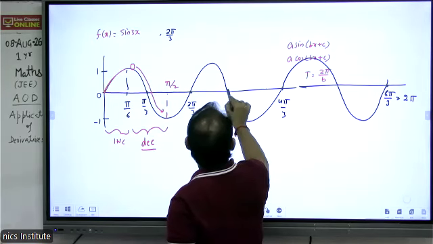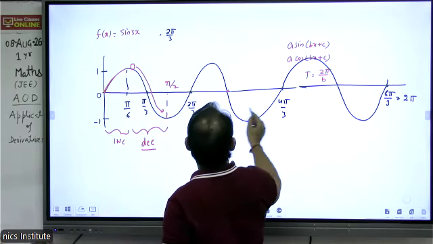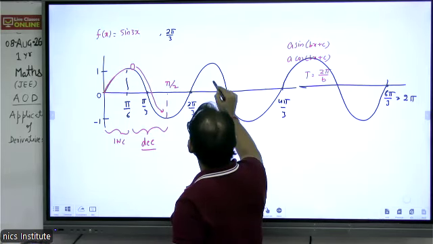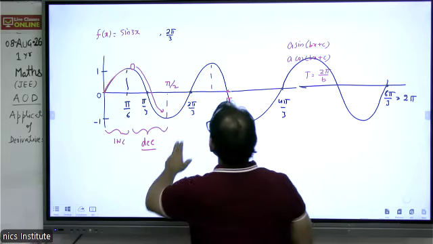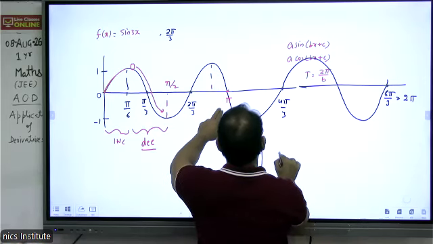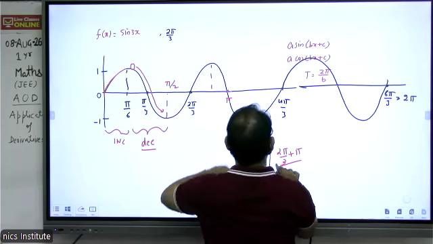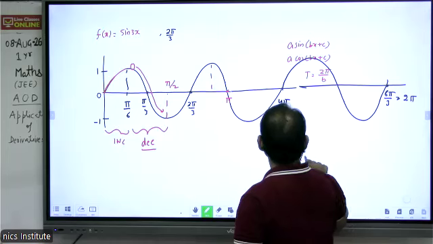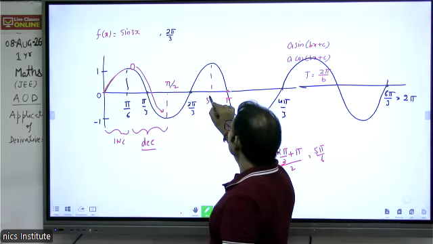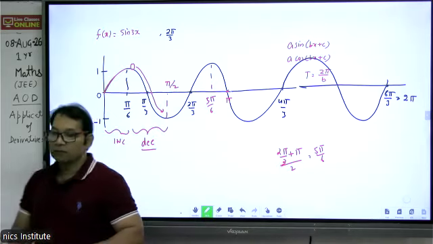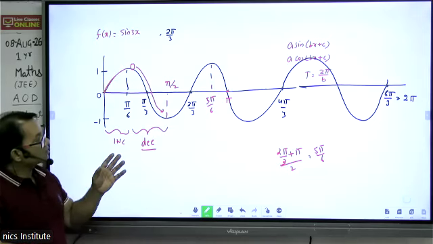2π/3, and this is 4π/3. Plus 2π/3, 6π/3. Divided by 2, this must be pi. 2π/3 plus pi is how much? 5π/3. Divide by 2 will be 5π/6. Next critical point should be 5π/6. देखो, it was था इसमें. So next critical point is 5π/6.